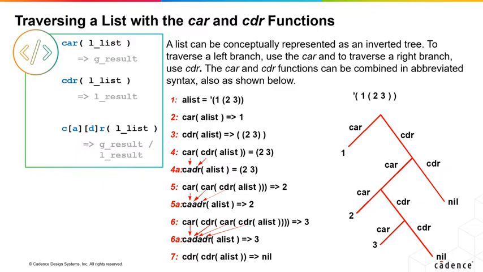Now in step 6a here, you see the abbreviation of that is cadadr. And you can see that each d and each a constitutes a single function. And in the tree again, if we step down, we do the cdr, the car, and the car.